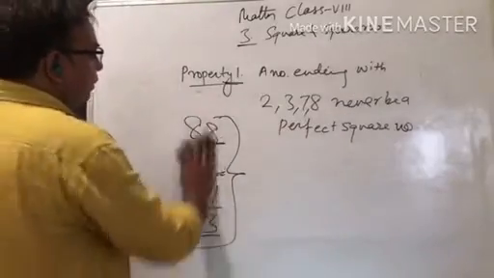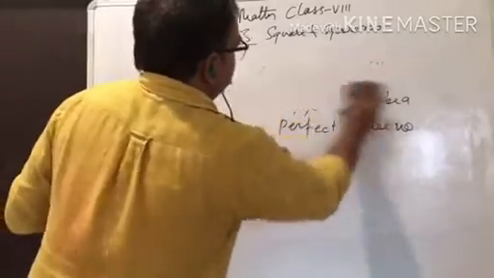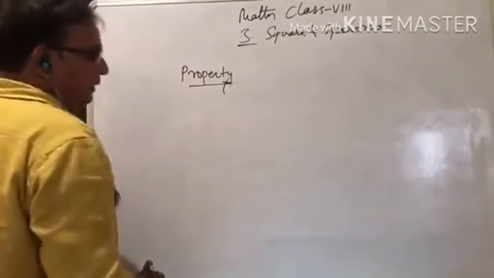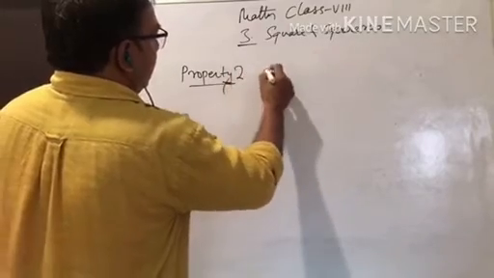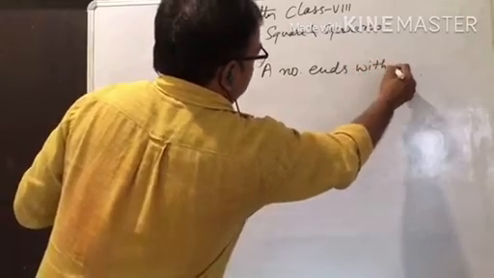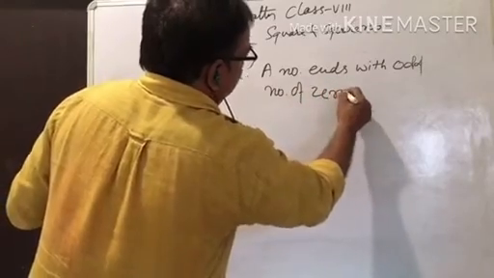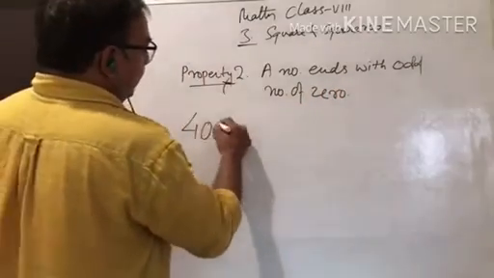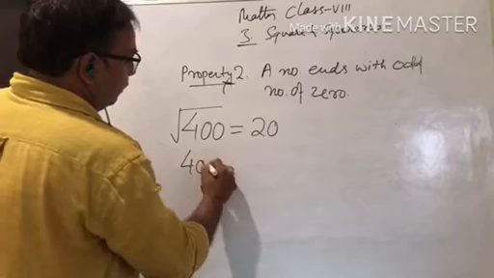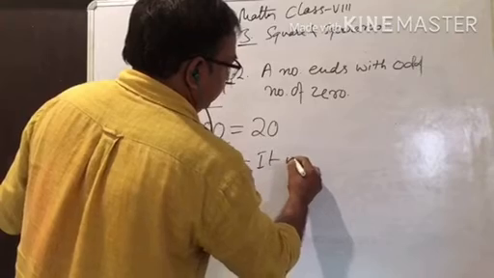Now property number 2: a number ending with an odd number of 0s. We know that if we take the square root of 400, it becomes 20. But 4000 is not a perfect square number.